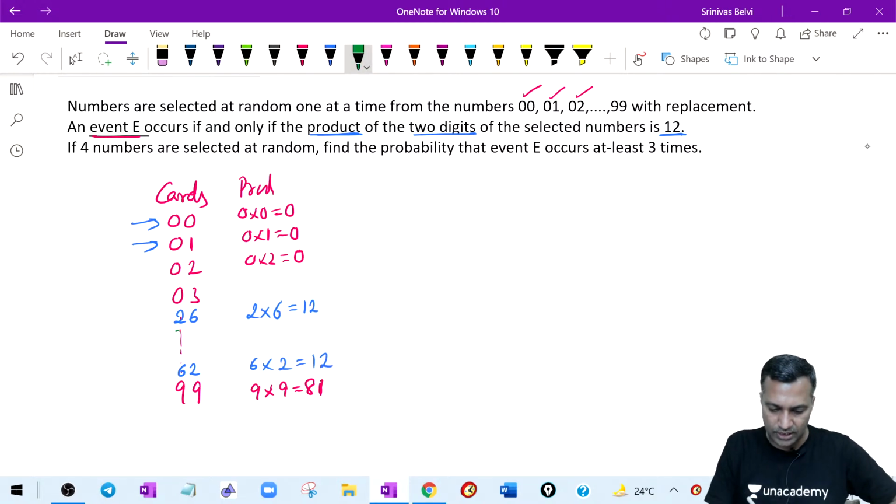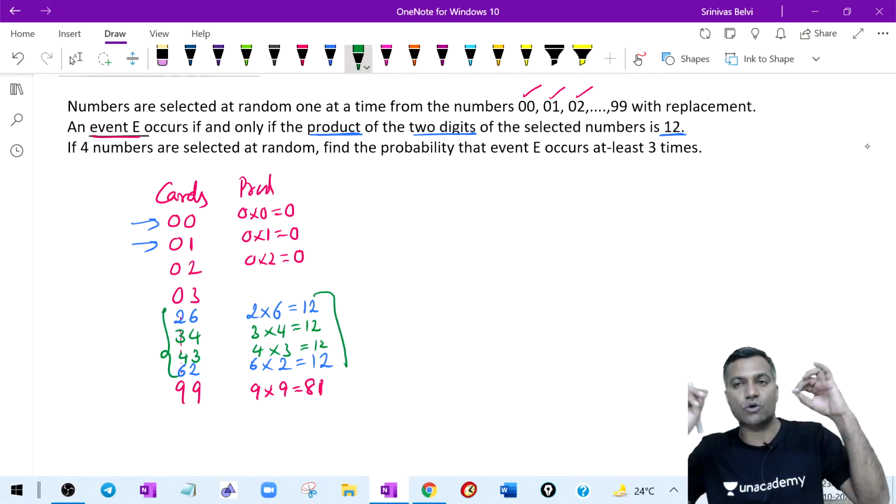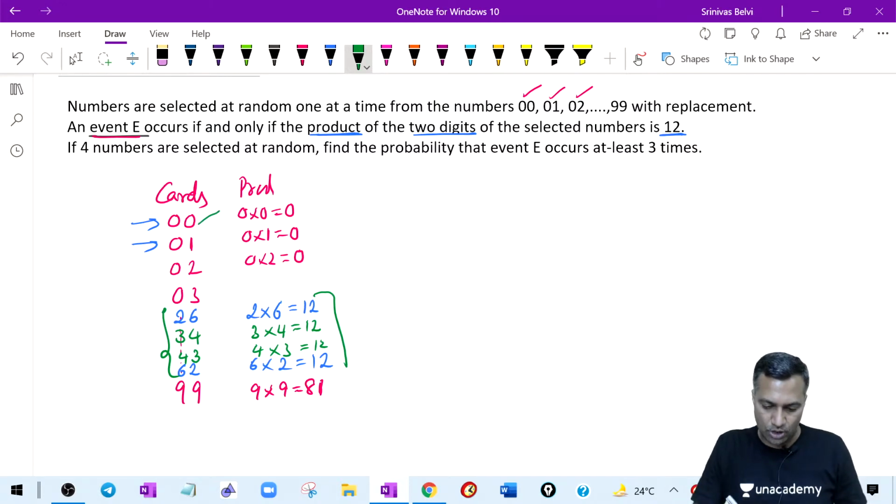Okay, the other one, 34. 34 is nothing but 3 into 4, which becomes 12. The reverse also will be possible. That is 43 card number. 4 into 3 also becomes 12. That is it. These are the only 4 cards out of 100 cards. From 00 up to 99, there are 100 cards.